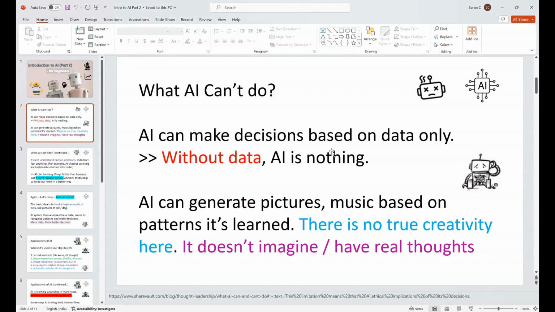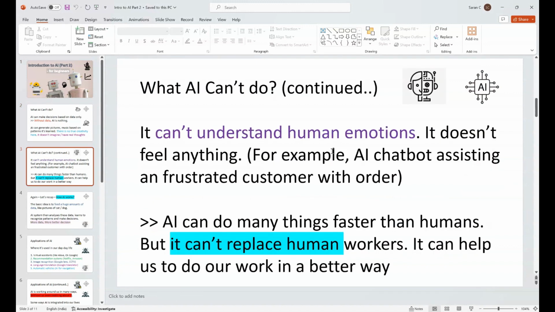AI can generate pictures and music based on the patterns it has learned. There is no true creativity here. It doesn't imagine or have real thoughts like the human mind does. It does not understand human emotions or feel anything. For example, if a frustrated customer is calling customer care about an issue, AI will repeat the same answer, like "I understand your problem" or "I will try to help you," but it cannot give a real solution unless some automated process happens.